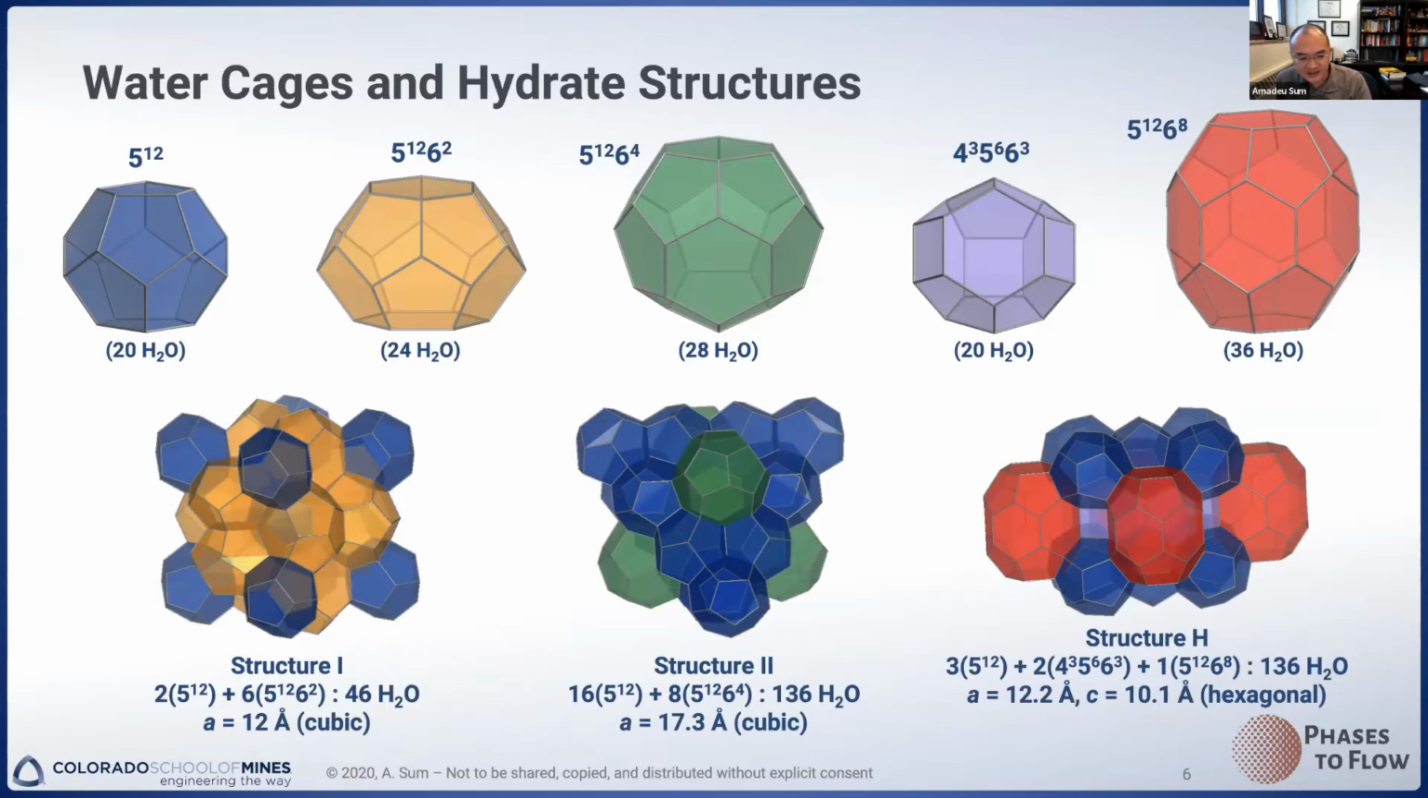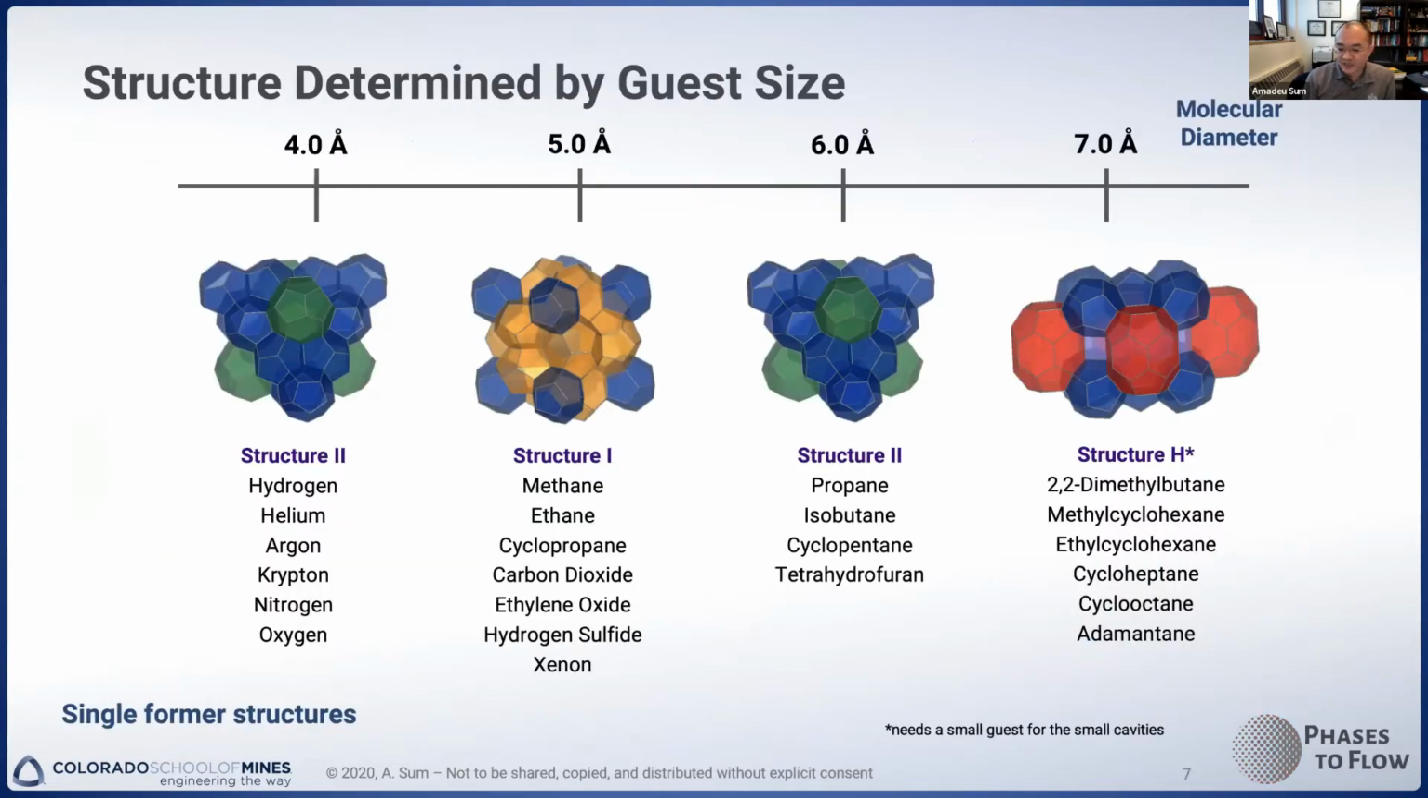And I want to emphasize that point about the most common ones. There is structure 1, there's structure 2, and structure H. And the colors here help to represent which cages are part of which structures. Structure 1 and structure 2 are cubic, and structure H is a hexagonal type of crystal structure.